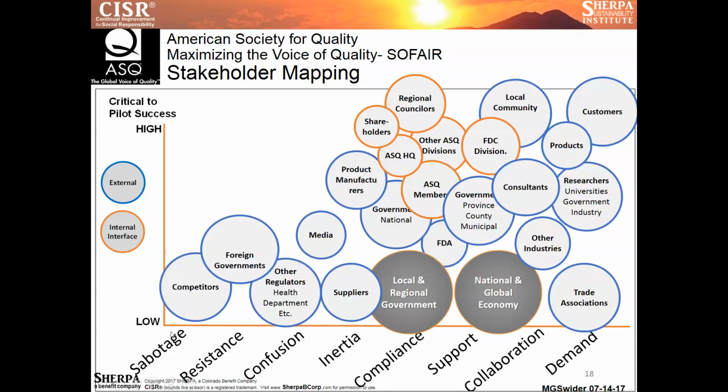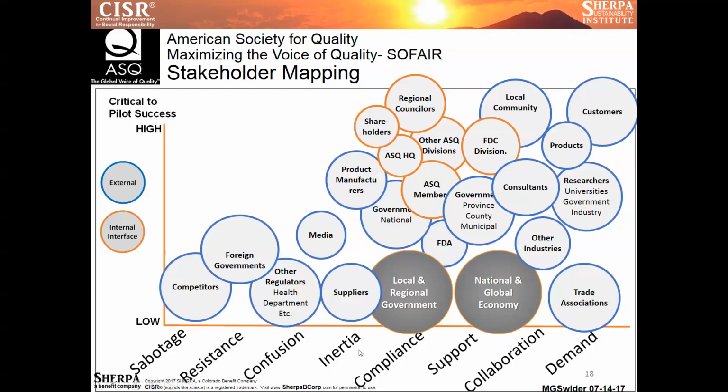The realistic part that I like is the x-axis. The horizontal axis divides all your stakeholders by those who you or your group perceive are going to be sabotaging your efforts, like competitors, those who you think will put up resistance, and we can say, for example, other regulators, those who may create confusion in your project, and, hey, media, perhaps.